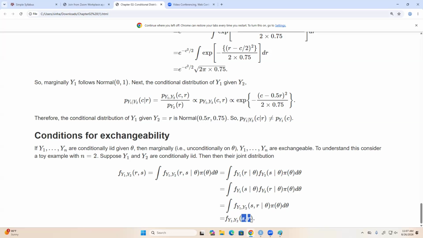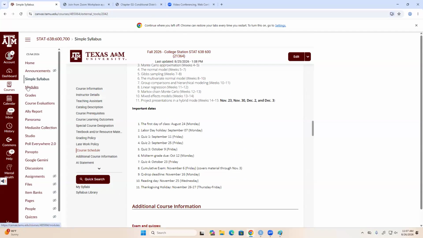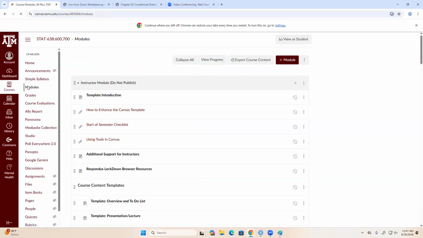So this is what happens. The ordering will not have any bearing on the joint density function. We started with r and s. We end up with s and r, same thing. And that is what exchangeability means. Questions? Questions?